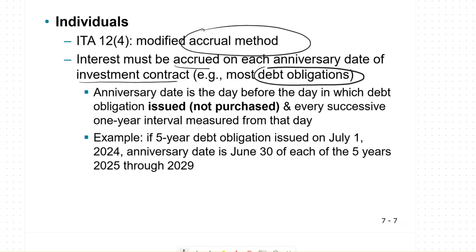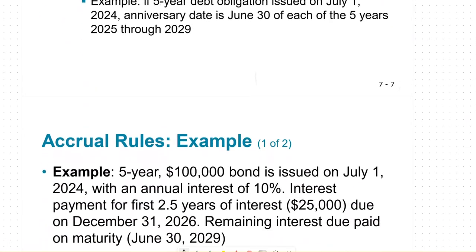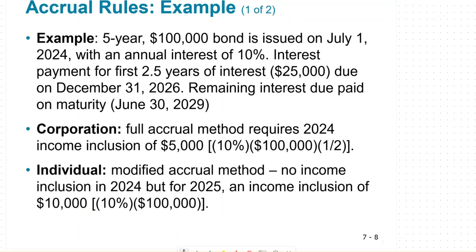So what is the anniversary date? It is the day before the day on which the debt obligation is issued, not purchased, and every successive one-year interval measured from that day. This is how we calculate our interest income. Sometimes it's easier to go through an example of what we mean by the accrual interest income method.